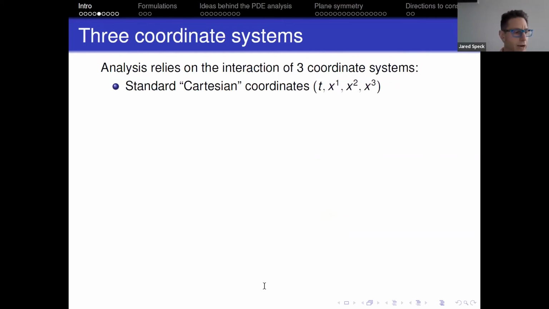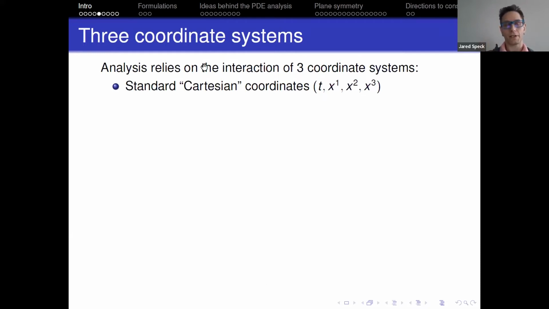And I'm going to shy away from the PDE estimates, which are extremely technical, and focus on the geometric setup, which I think is more memorable and maybe even more interesting for you to hear about. Okay, so the way we understand the flow is through the interaction of 3 coordinate systems.